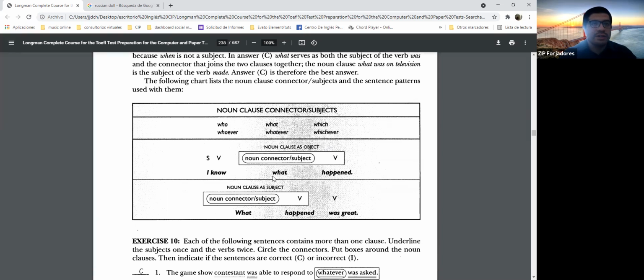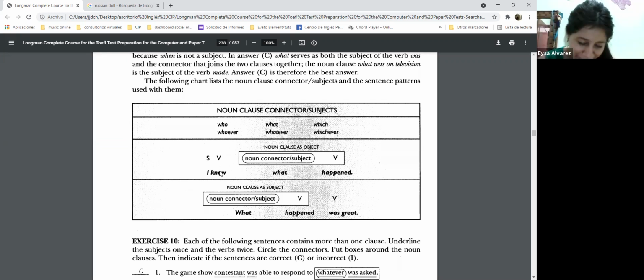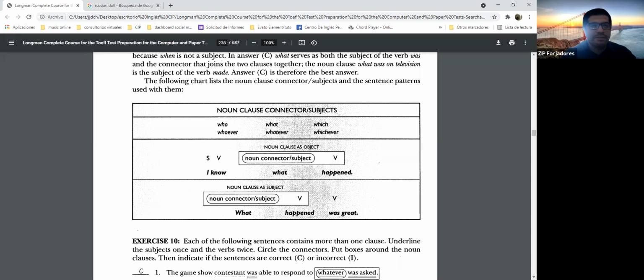If you have one of these, you're not going to write a subject. You're just going to write a verb after the connector. So remember that if you have who, whoever, what, whatever, which, whichever, be careful with what and whatever. You can use these without a subject because these are the subjects of the noun clause. And remember, a noun clause functions as a subject, an object, or an object of a preposition, all right?